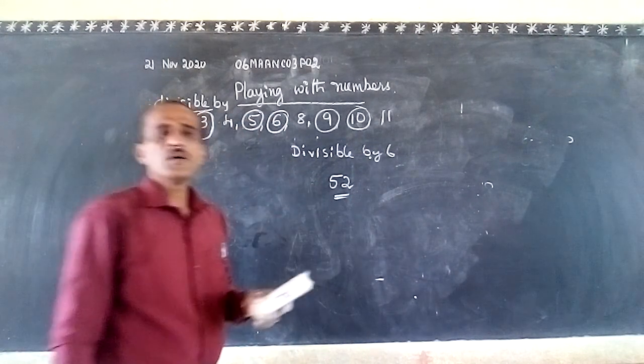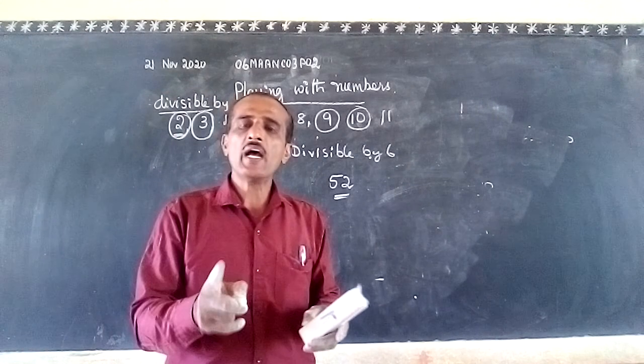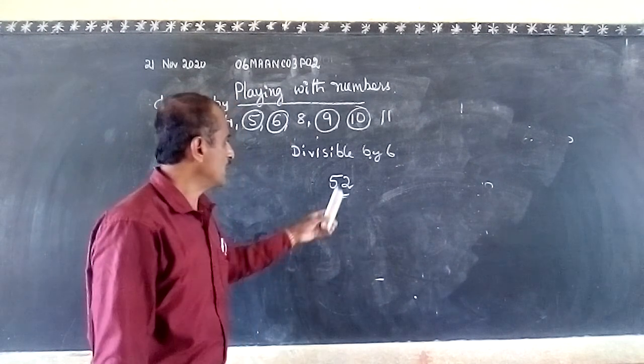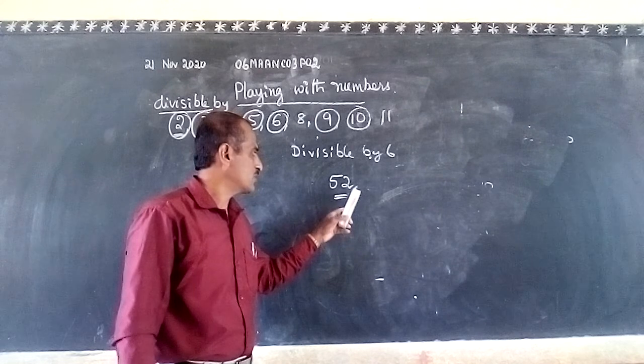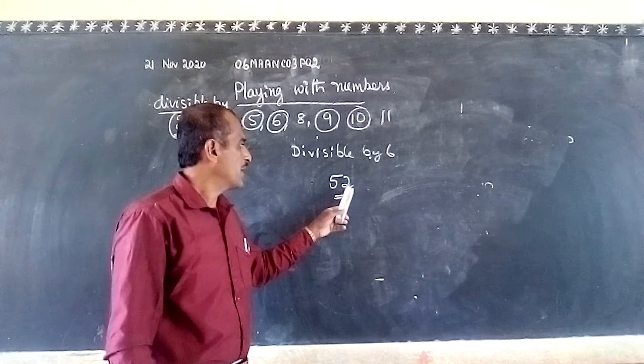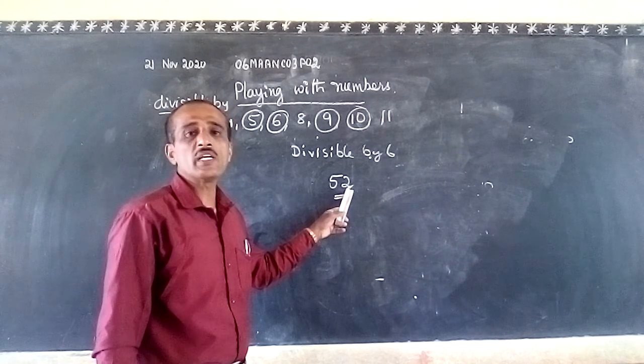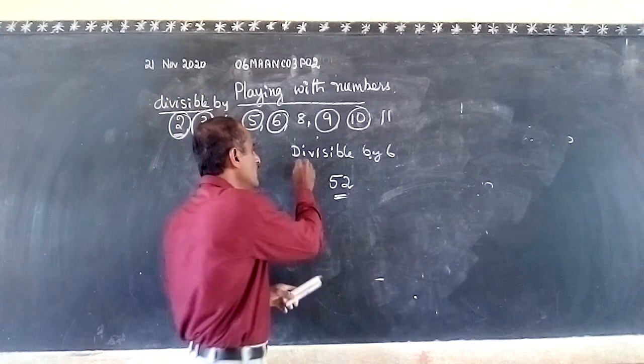I told her it must be divisible by 2 as well as 3 completely. Whether this number can be divided by 2? Yes, you can say. Why? It is divisible by 2. Why? 2 is there in the unit place. Okay, by 2 it is possible.